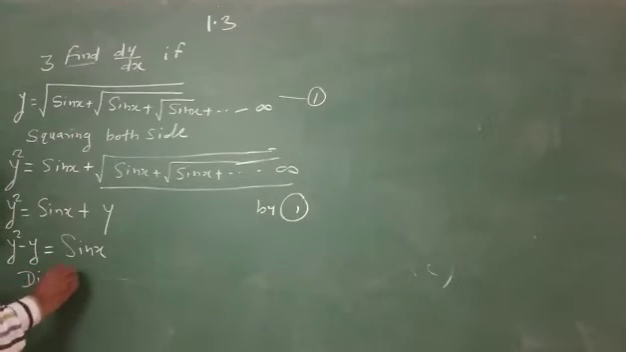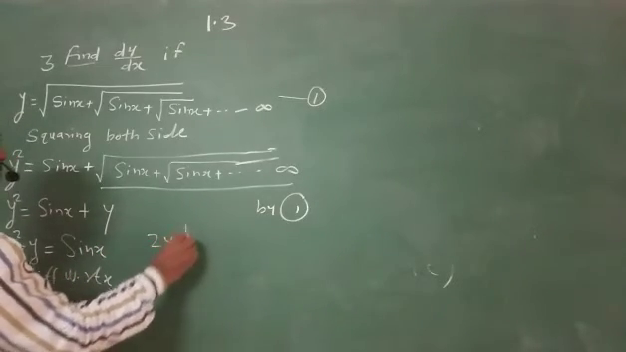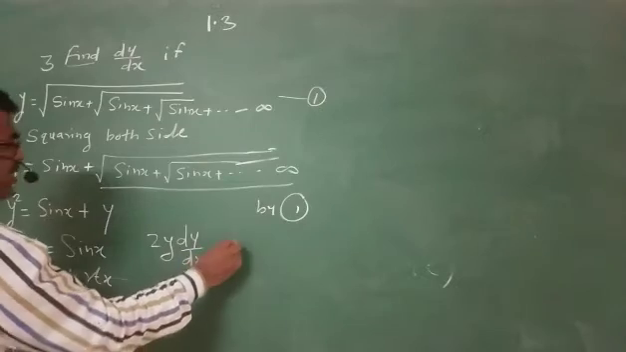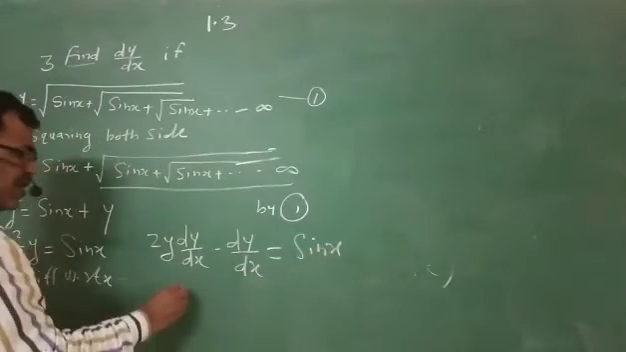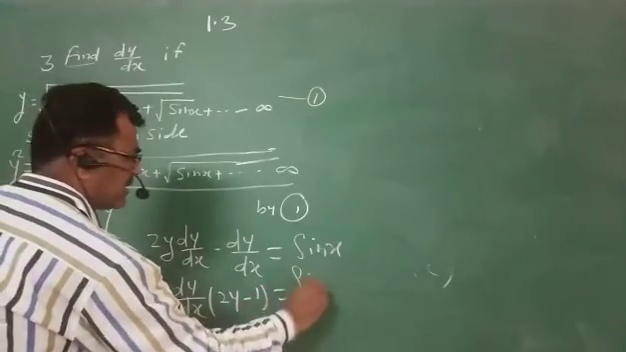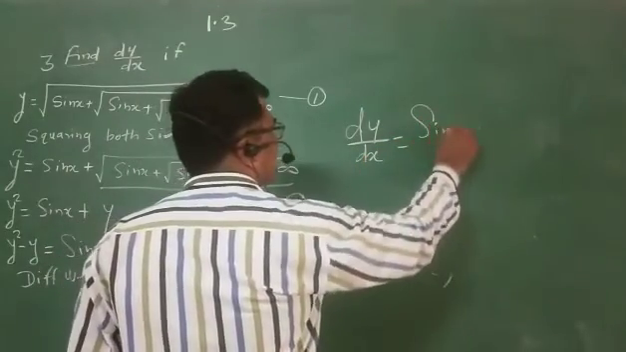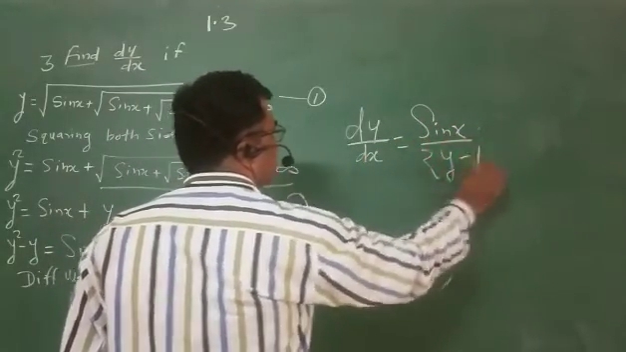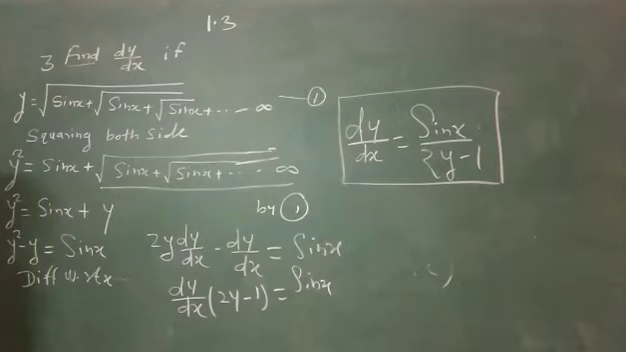Differentiating with respect to x. 2y dy by dx minus dy by dx equal to cos x. Taking dy by dx common, dy by dx into 2y minus 1 equal to cos x, and dy by dx equal to cos x upon 2y minus 1 is the answer.